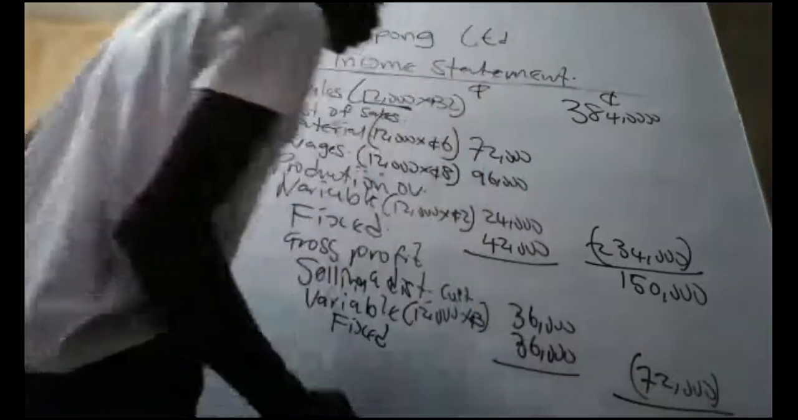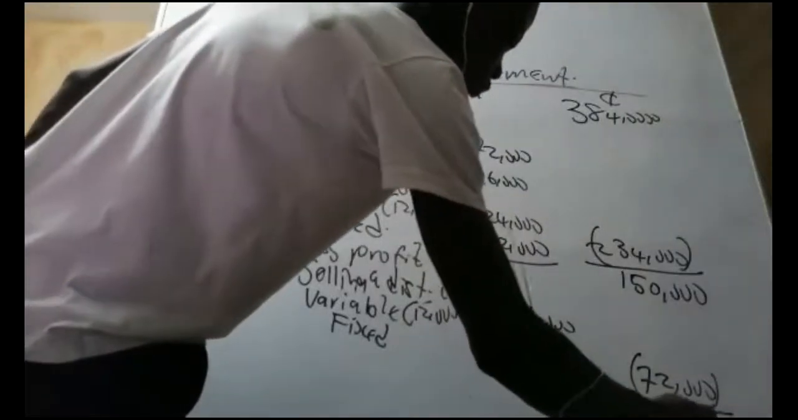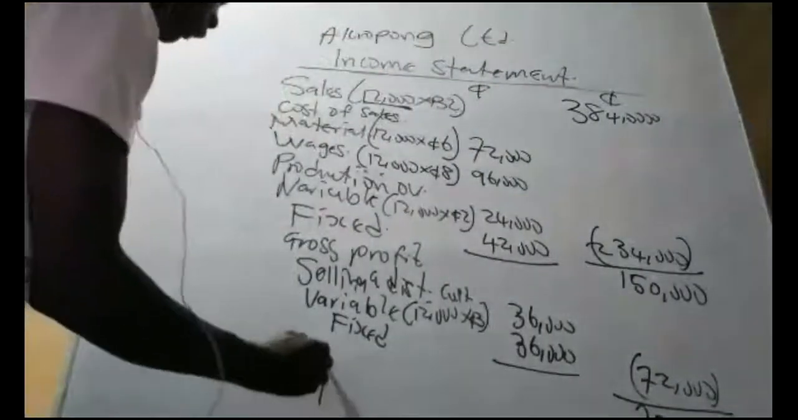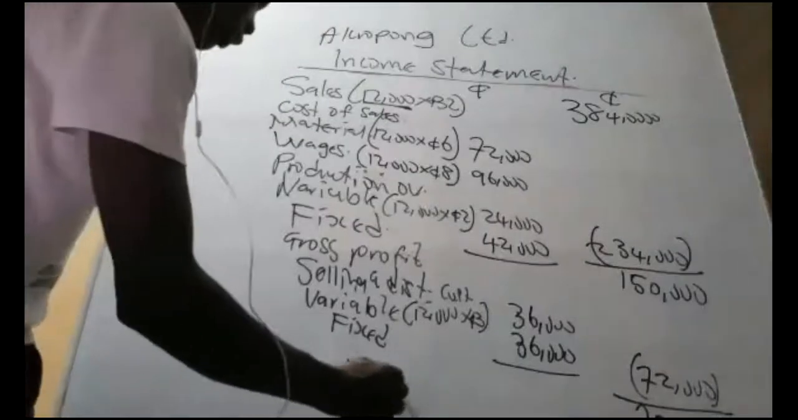You take it off, what do you get? 78,000. That's the net profit for the period. Net profit.